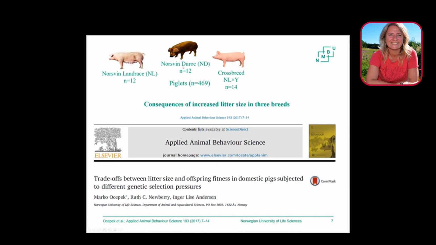The reason why we used the father breed was just to have a comparison with a breed that has not been selected for litter size. Because we find that selection for increased litter size creates a lot of welfare problems regarding litter competition, maternal investment, and also the morphology of the teats, and how functional the teats become. So it's quite serious.